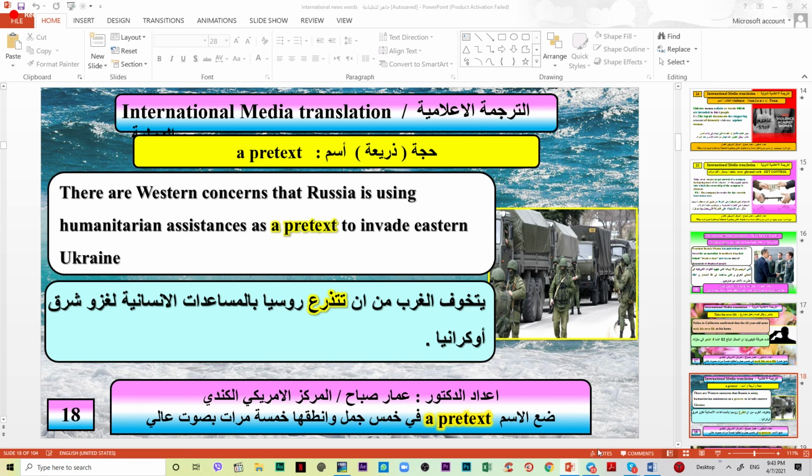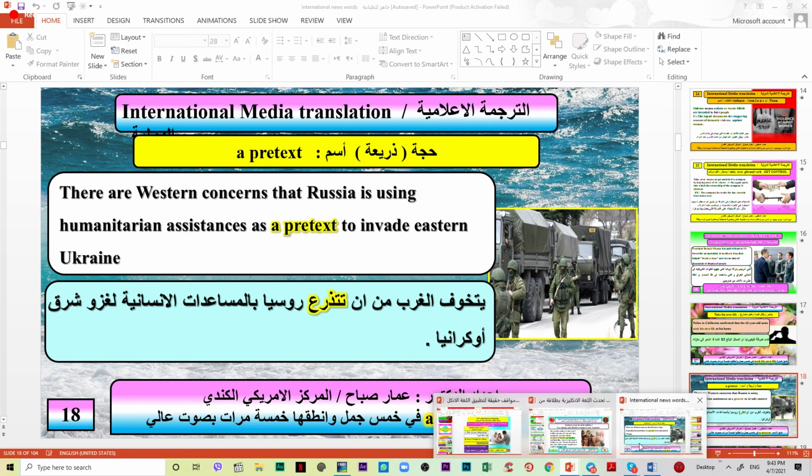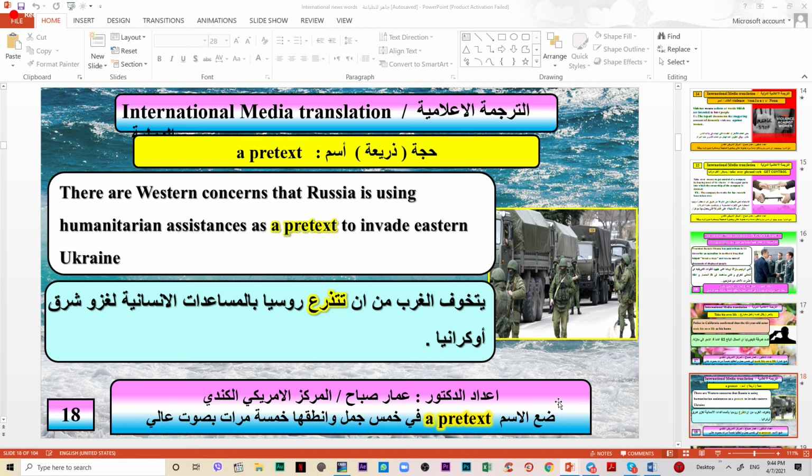So we have the next one. We have the word pretext. What's the meaning of pretext? It means حجة or ذريعة. Or we can say argument, or allegation. Pretext means hujja.